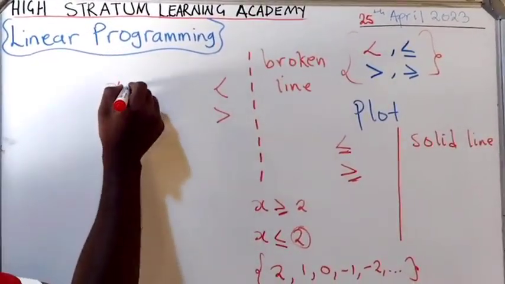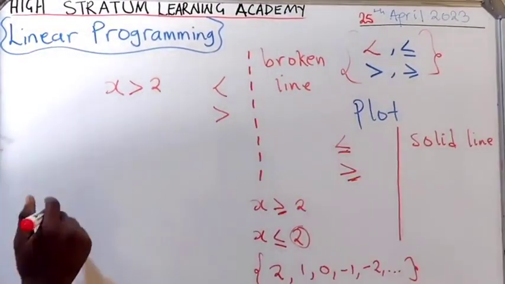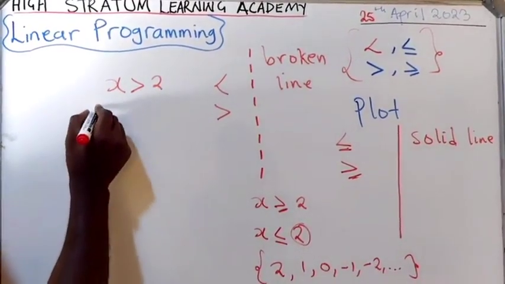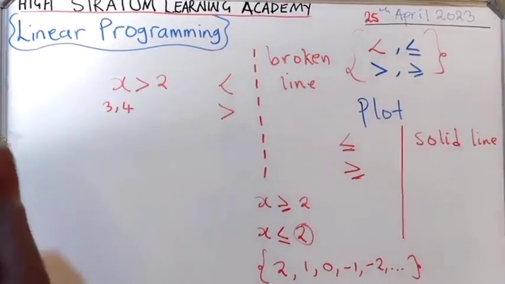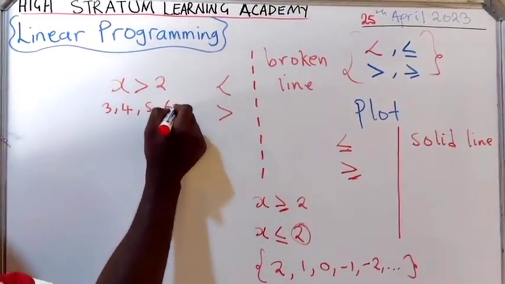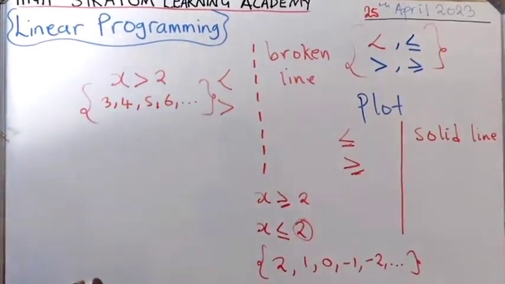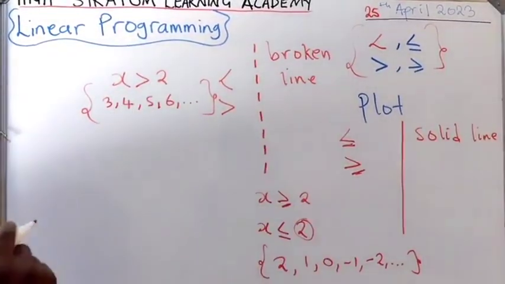I was saying x greater than 2. When I say x greater than 2, I'm looking at numbers that are greater than 2. So these numbers will start from where? 3, 4, 5, 6, and so on and so forth. This is the solution set. Meaning that these numbers starting from 3 going up, they are greater than what? 2.